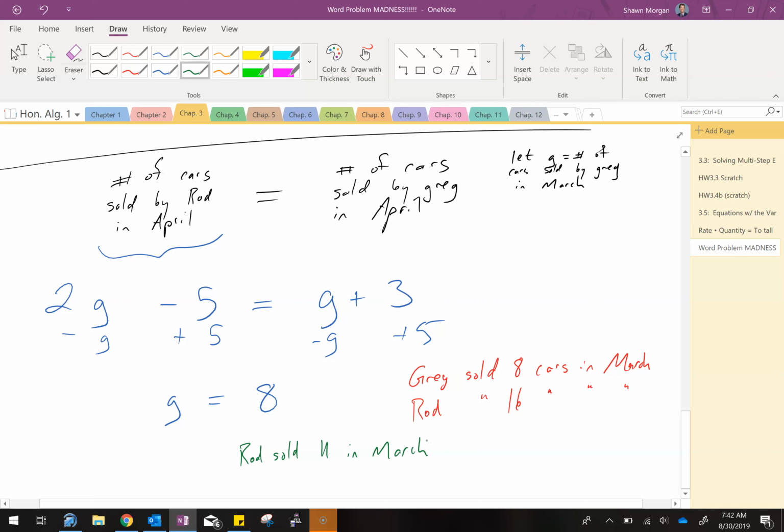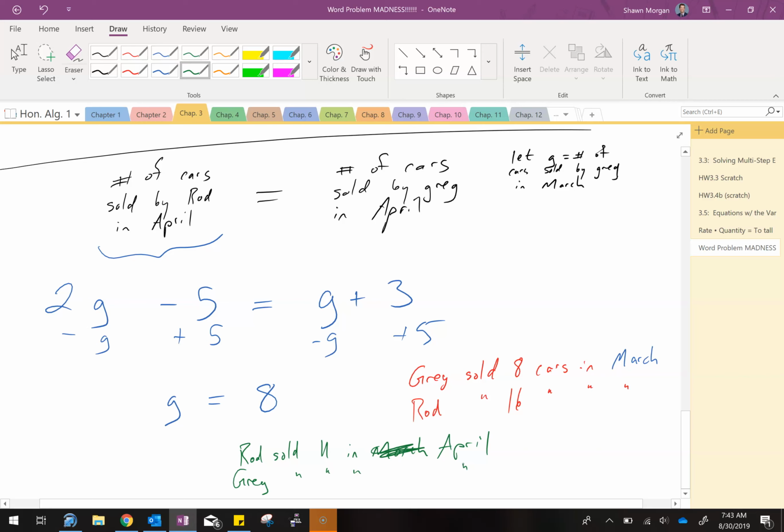Excuse me, I apologize. I think I missed, you guys in red here, it should be April, right? Sorry about that. No, that's accurate. G was how many he sold in March. I'm just losing my brain here, sorry. So March. And then down here in green should be in April. All right, so if Rod sold 11 in April, Greg sold 3 more than he did in March, so 3 more than 8 would also be 11. So if Greg sold 11 in April, then that makes sense because they were supposed to both have sold the same amount.